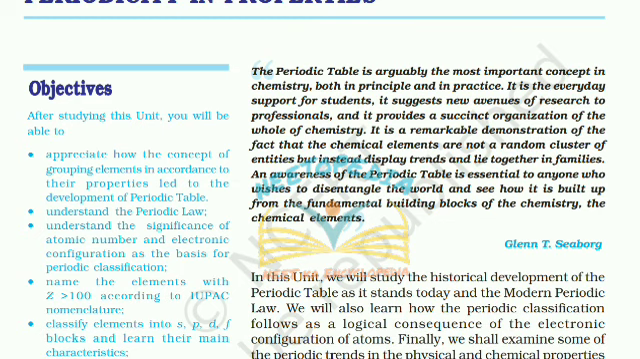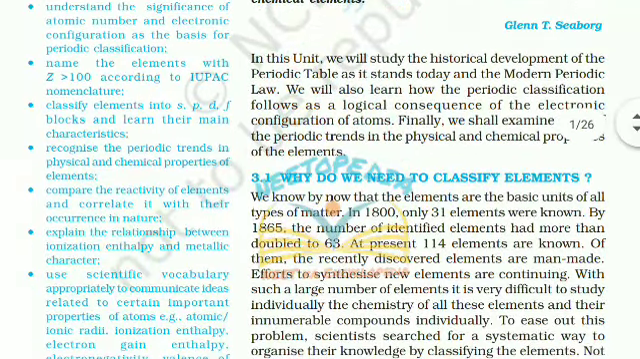Awareness of the periodic table is essential to anyone who wishes to disentangle the world and see how it is built up from the fundamental building blocks of the chemistry, the chemical elements, said by Glenn T. Seaborg. In this unit, we'll study the historical development of the periodic table as it stands today as the modern periodic law. We'll also learn how the modern periodic classification follows a logical sequence of the electronic configuration of atoms. Finally, we shall examine some periodic trends in the physical and chemical properties of the elements.